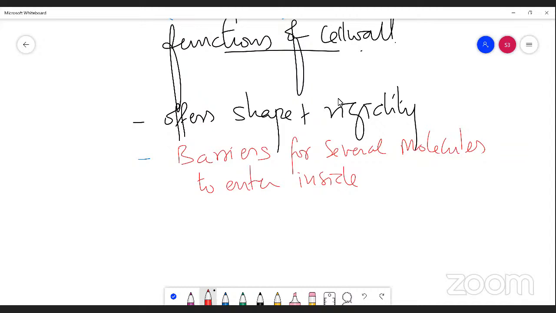Okay. The third point is that it also provides protection.